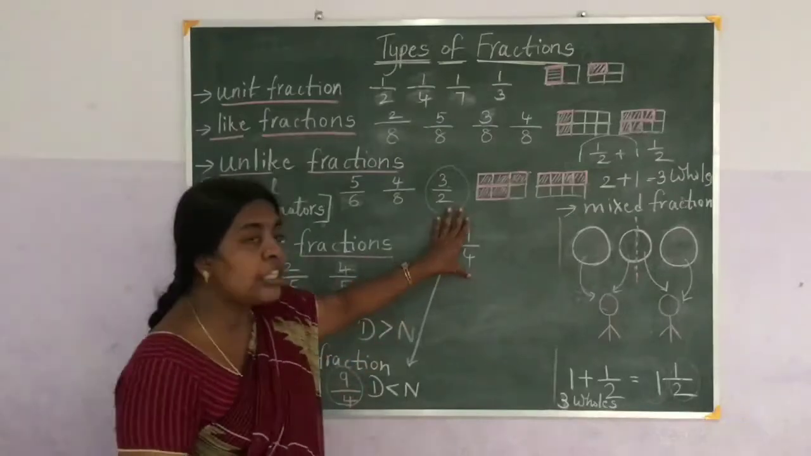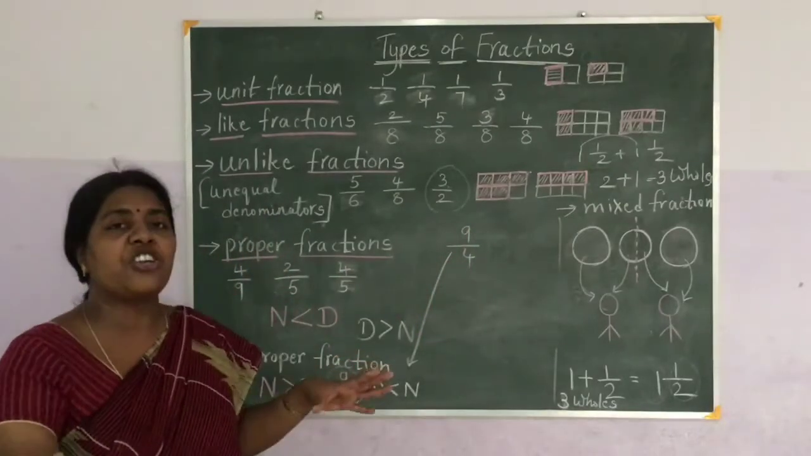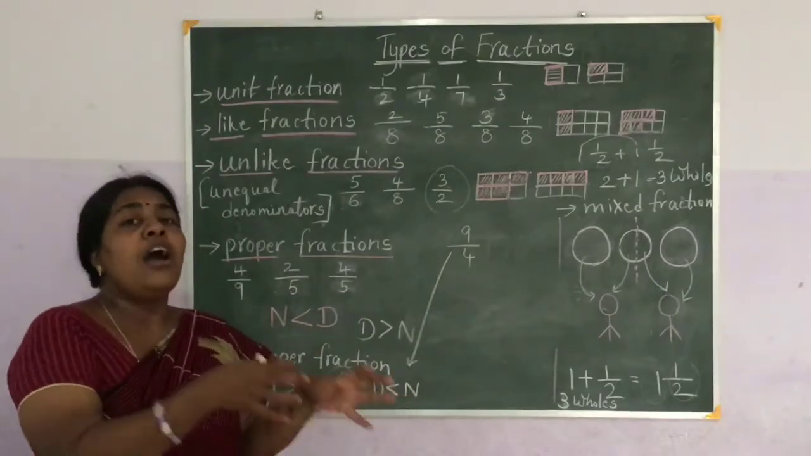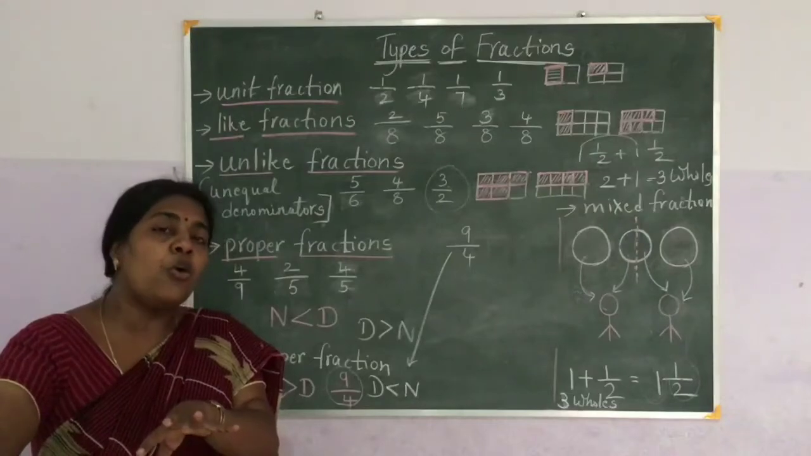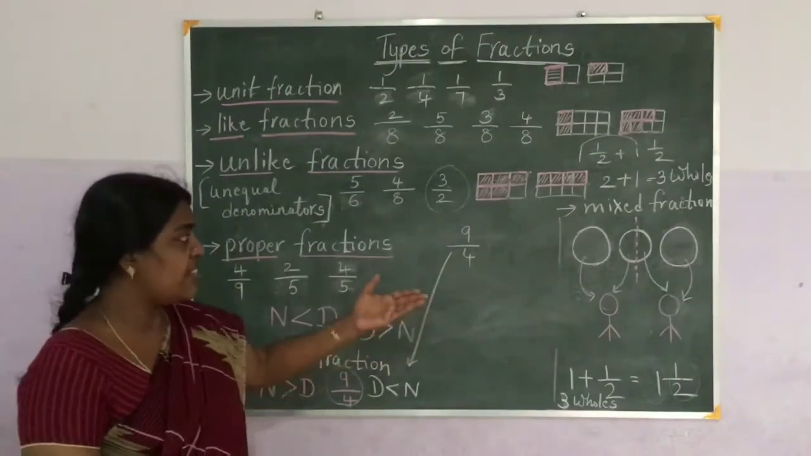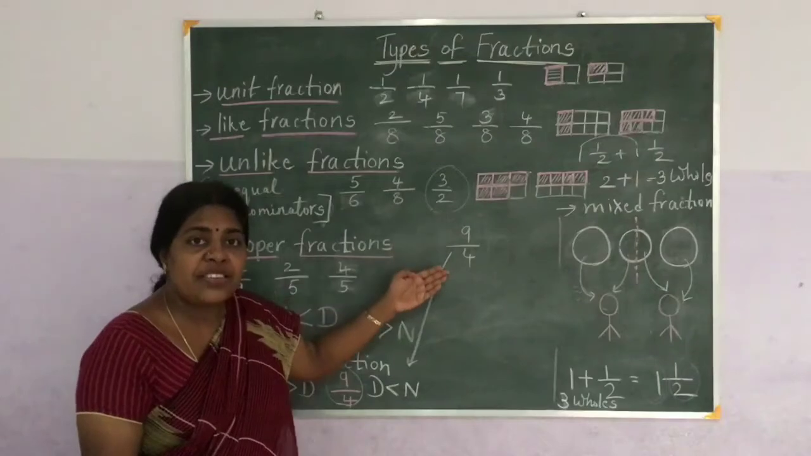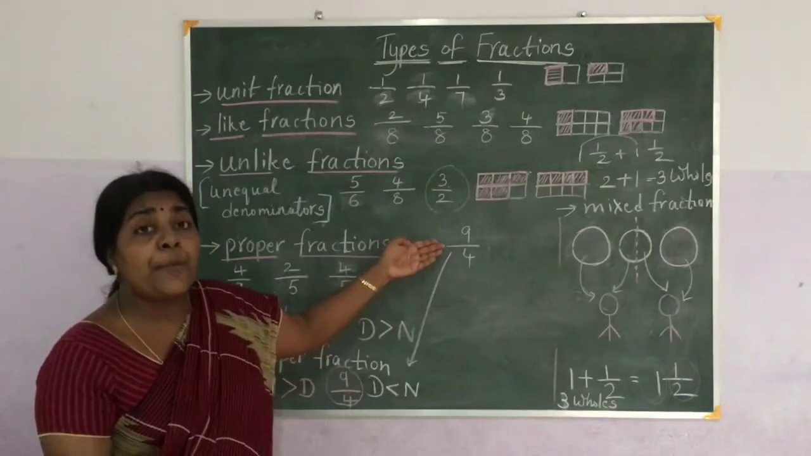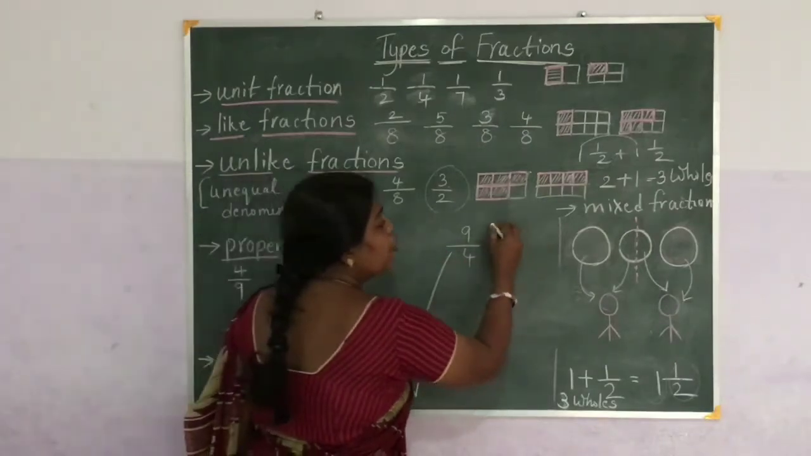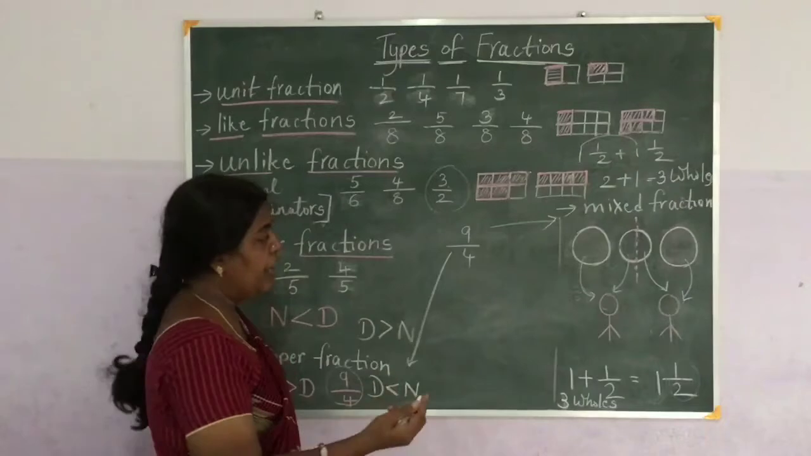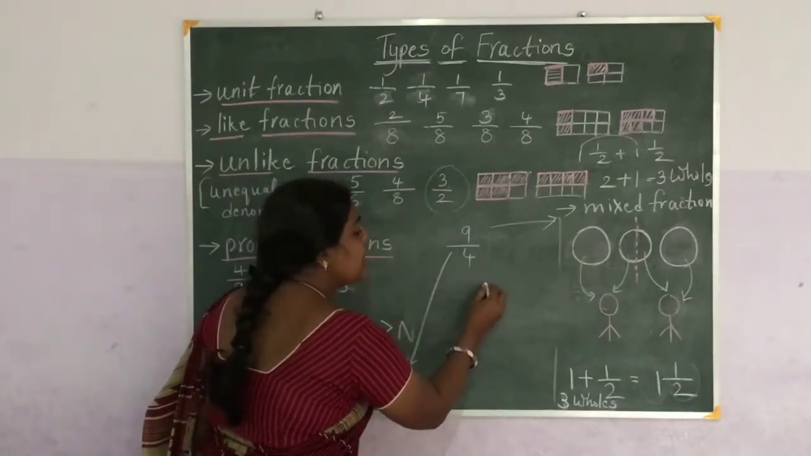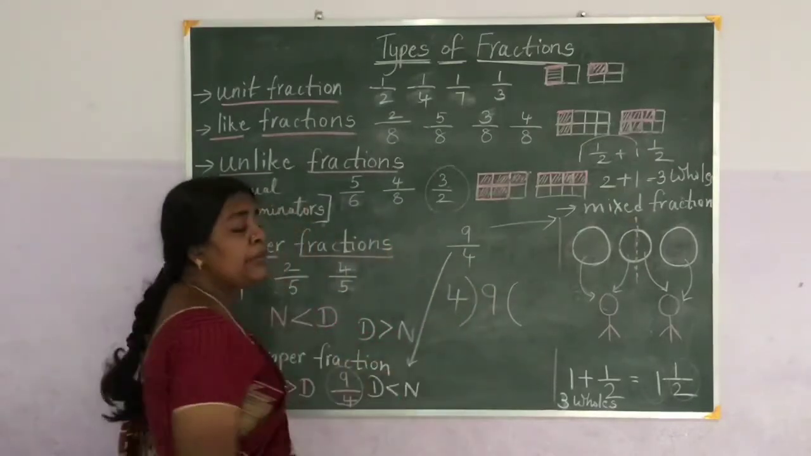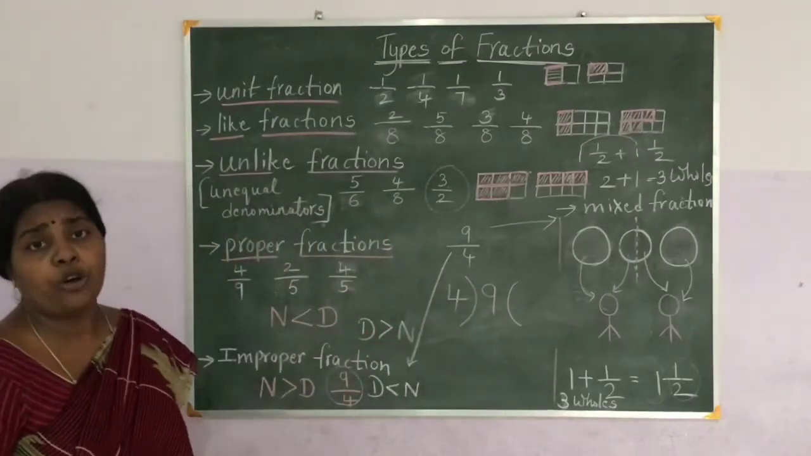If you convert the improper fraction into a mixed fraction, we can know how many wholes are there and how the remaining whole is divided into parts. Now let us see. If an improper fraction is given, it can be converted into a mixed fraction. So how will we do it? Here the numerator 9 should be divided by the denominator 4.